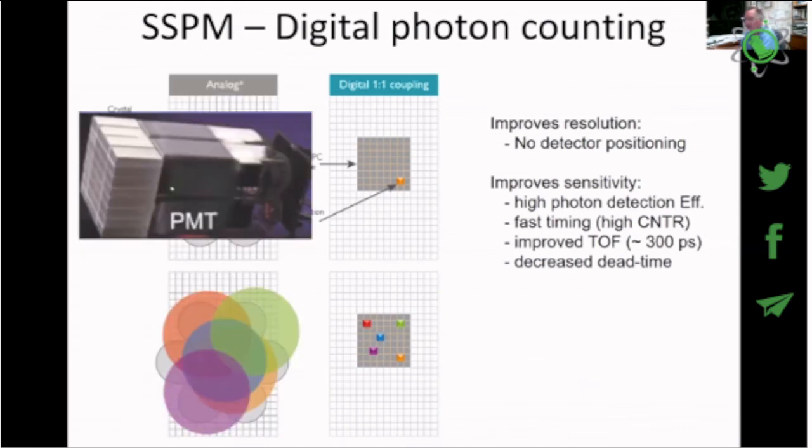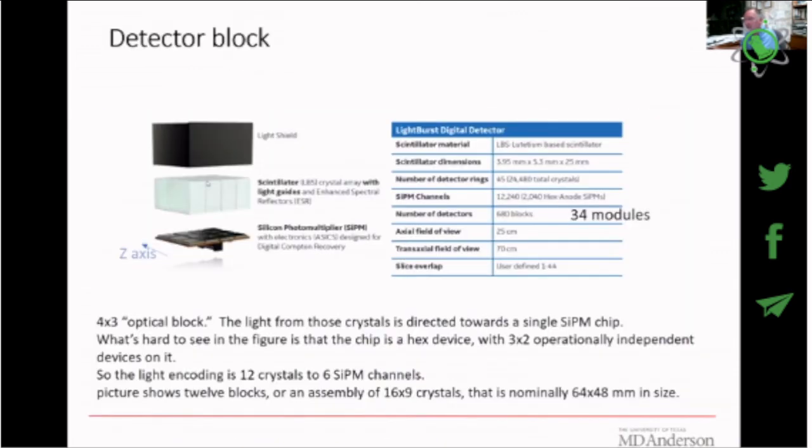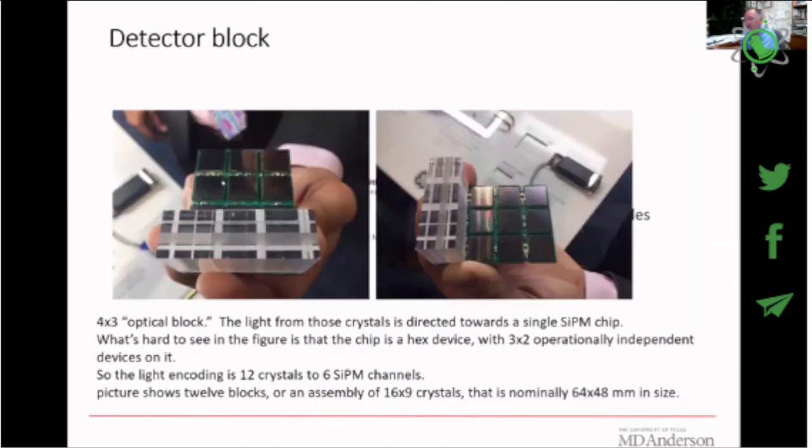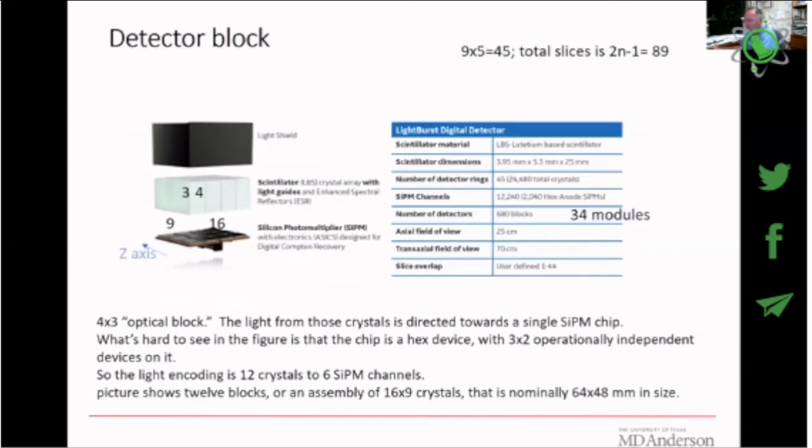So these are the analog type detectors, and I'm going to show you here a picture of a digital detector that is from one of the manufacturers. So this is the scintillator here, and it's sitting on the silicon photomultiplier tube in this regard.